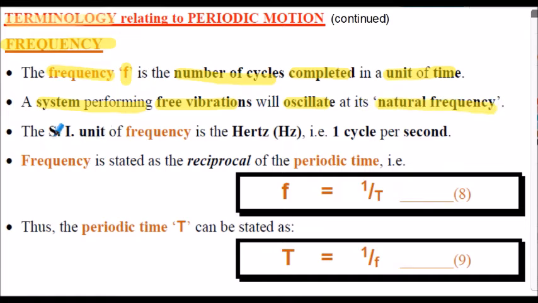The SI unit of frequency is the hertz, Hz, and equates to 1 cycle per second. Note that frequency is the reciprocal of periodic time. So lowercase f is equal to 1 upon the capital T. I've got that as equation 8 here. Conversely, periodic time T can be stated as T is equal to 1 upon f. Equation 9 here.